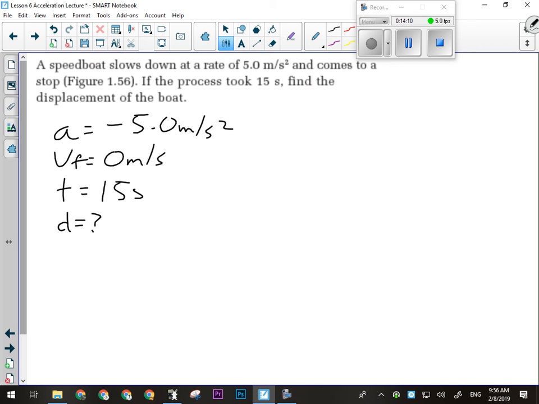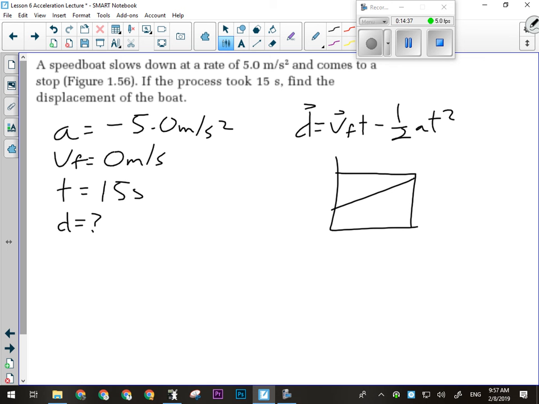So this is the counterpart formula to the one we were just using, the VI times T plus 1/2 AT squared. Remember, that's the one that finds the area underneath the line, both the box and the triangle. This is the one that finds the whole rectangle and then subtracts the triangle from it. So we're looking at D equals VF times T minus 1/2 AT squared. Remember on our velocity versus time graph, VF times T finds this whole rectangle and then subtracts this triangle off. That's what this is here, to give us that displacement.